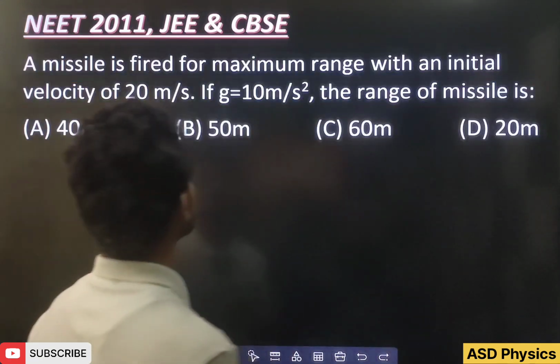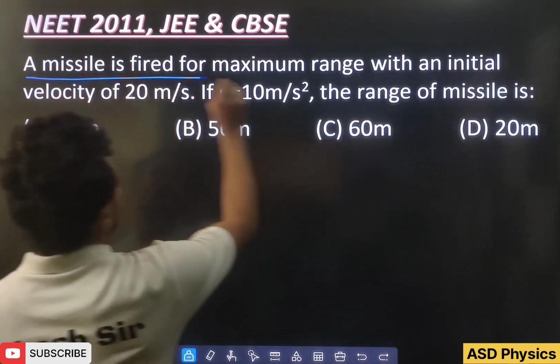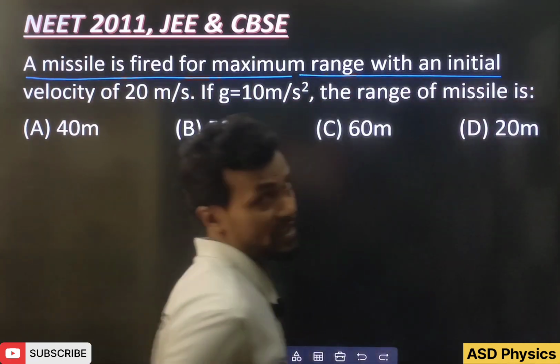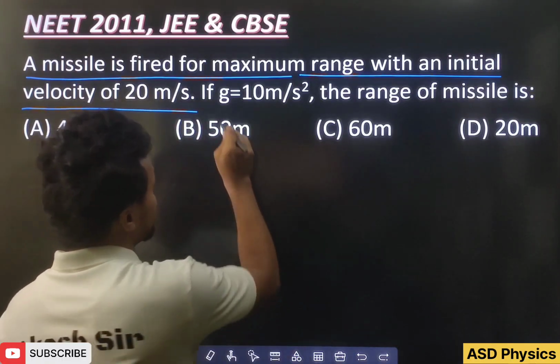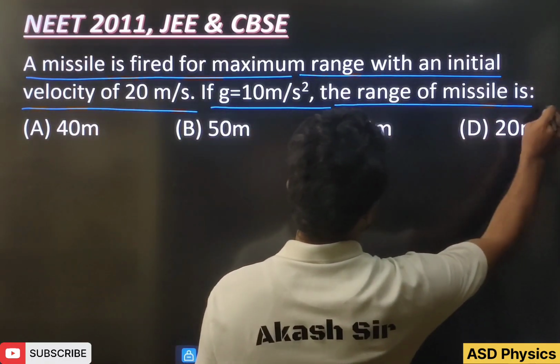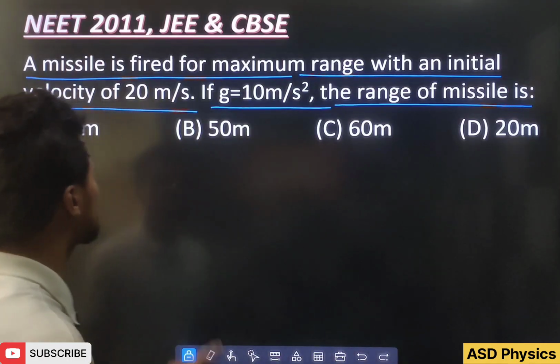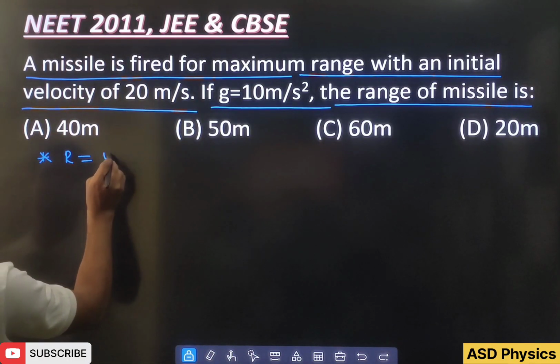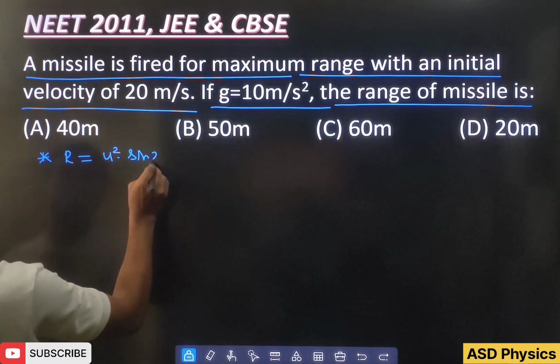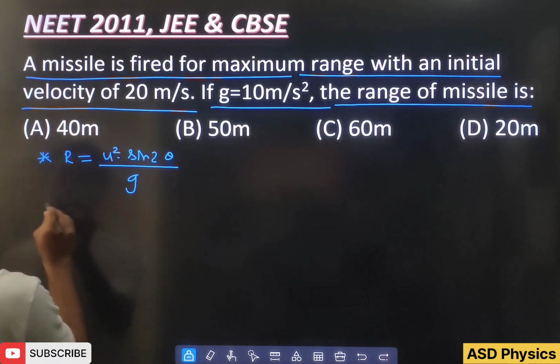Next one, let's see here, this question. A missile is fired for maximum range with an initial velocity of 20 meter per second. If g equal to 10 meter per second square, the range of the missile is how much here? Okay, so we are asking here the maximum range. Remember the formula here, the range formula is what? U square sine 2 theta by g. This is the range formula.